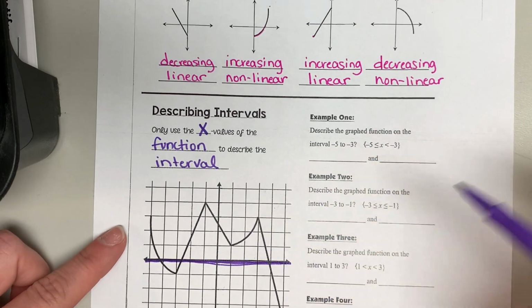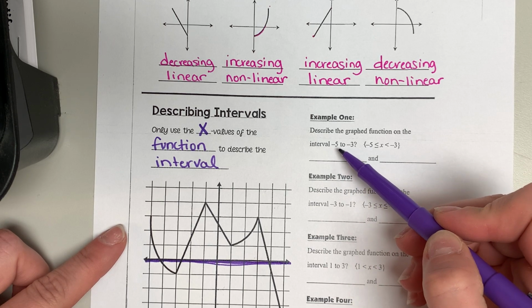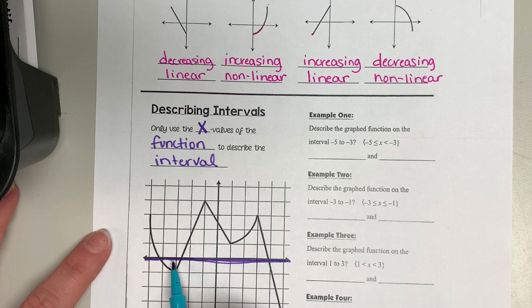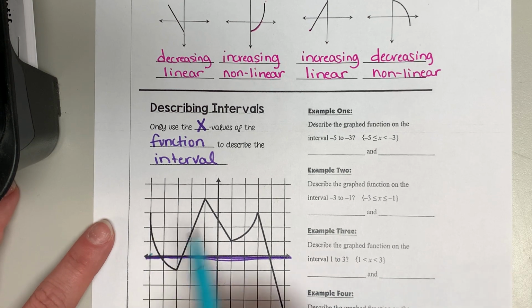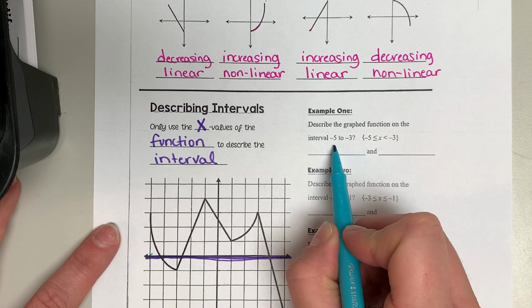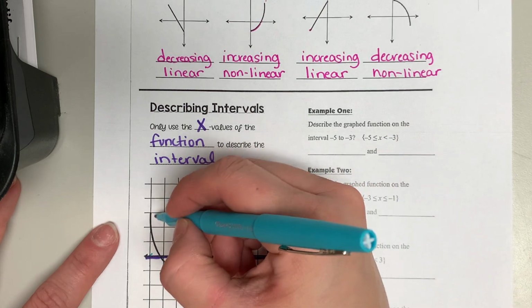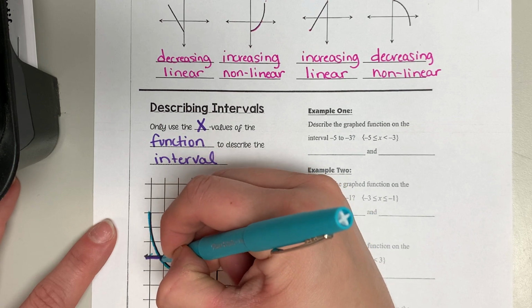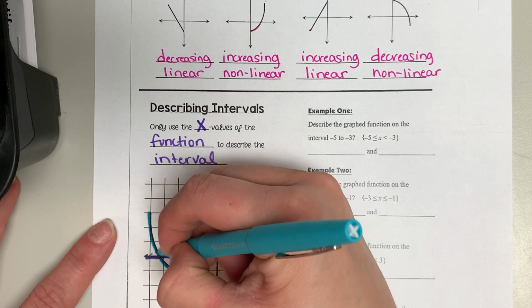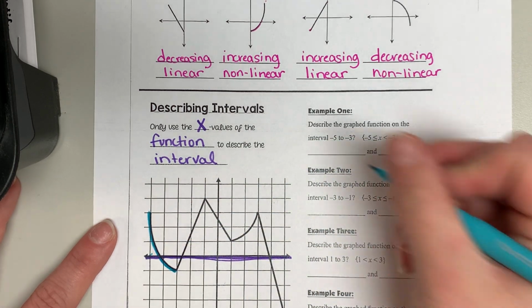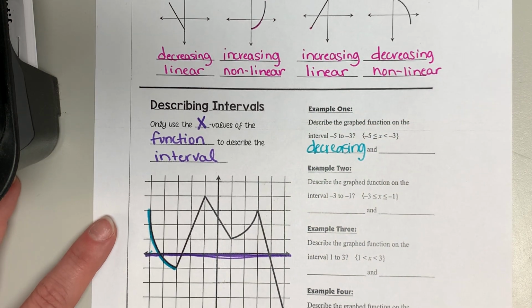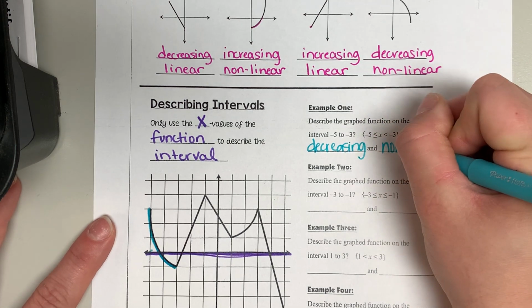Describe the graphed function on the interval -5 to -3. Okay, so let's go find -5 on the x-axis to -3 on the x-axis. So -1, -2, -3, -4, -5. They want to know between -5 to -3 what was happening. So from here to here, from left to right, what was happening? Increasing or decreasing? It is decreasing. Is it a straight line or not a straight line? Non-linear.